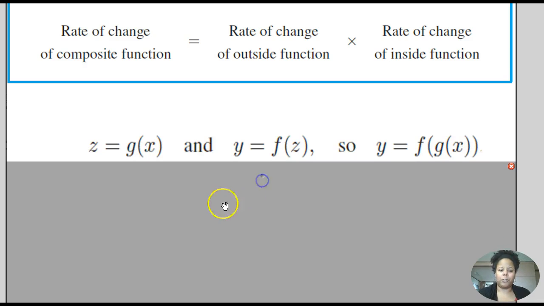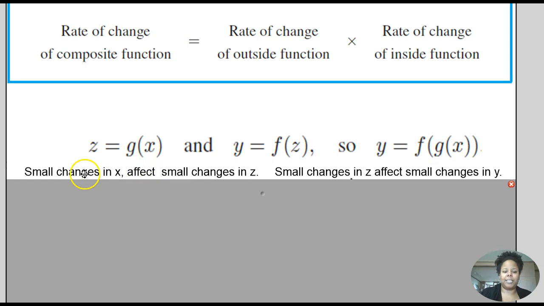So let's take a look at two functions. We're going to call them f and g, where z is equal to g of x, so z depends on x, and then y is equal to f of z, so y depends on z. If you recall, y depends on z, but z depends on x. So y is a composition function of f of g of x. Okay?